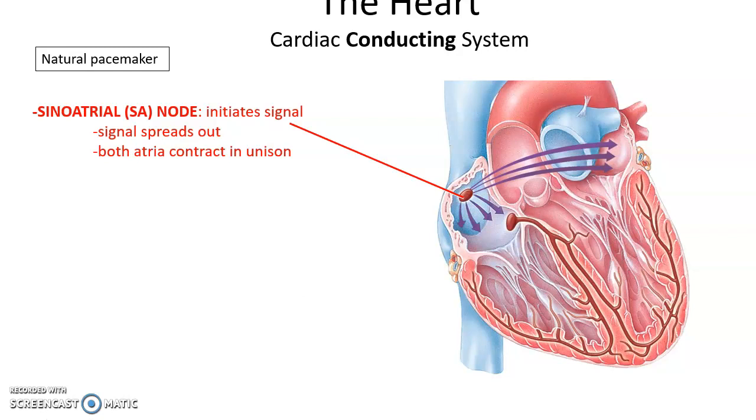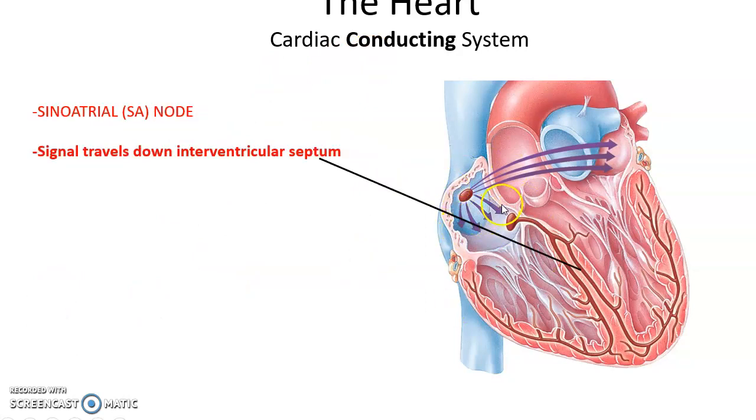It generates the electric signal that then spreads out to both sides of the heart's atria, so both right and left atria. And this causes the atria to contract in unison. The sinoatrial node is also sometimes called the natural pacemaker. If for some reason it is not working appropriately, people can have an artificial pacemaker put in to supplement the sinoatrial node to cause the cardiac conducting system to initiate properly.